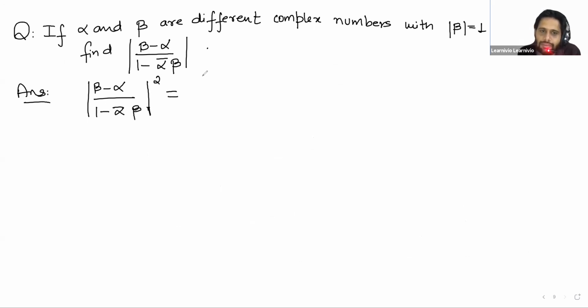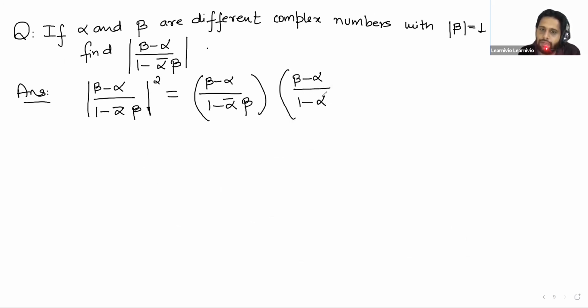So can we say this is equal to beta minus alpha by 1 minus alpha conjugate beta, okay, a complex number, and beta minus alpha by 1 minus alpha conjugate into beta conjugate. This is clear or not, Safan and Yusra? Yes, sir. Okay, now can you solve this? You just need to multiply these two. First, you need to find the conjugate of this. Then you need to multiply this. Okay, then please share your answer.